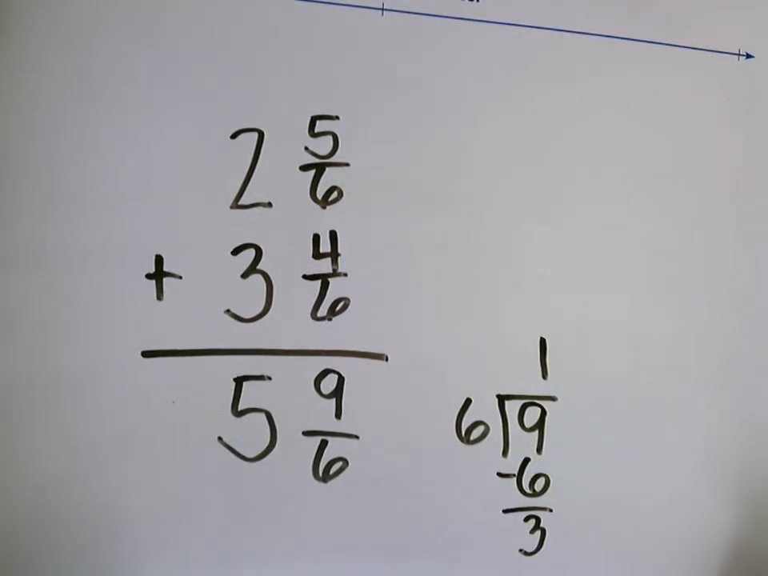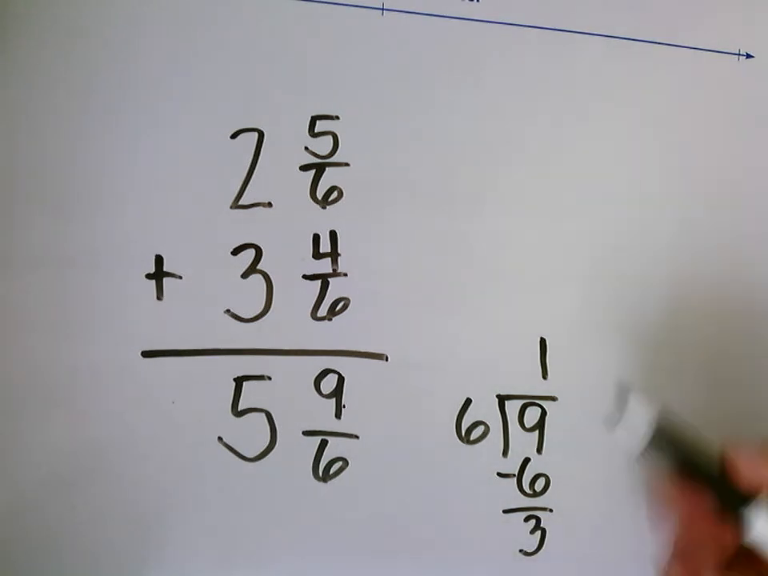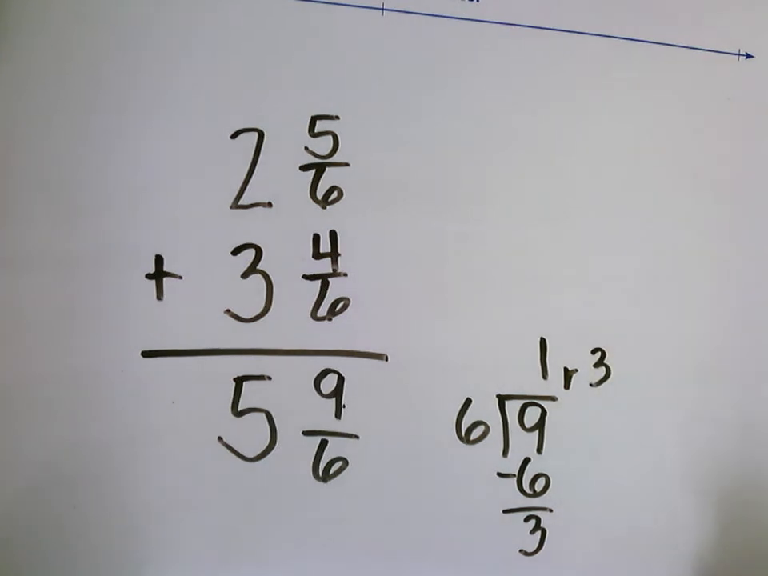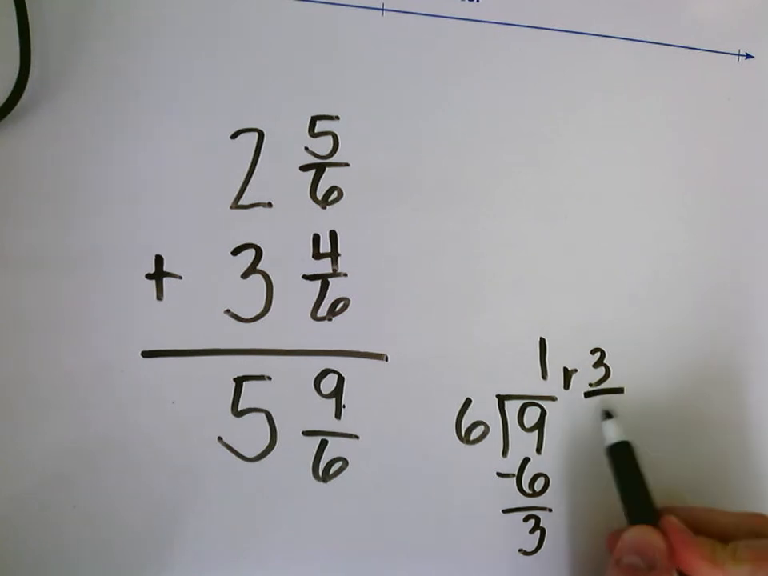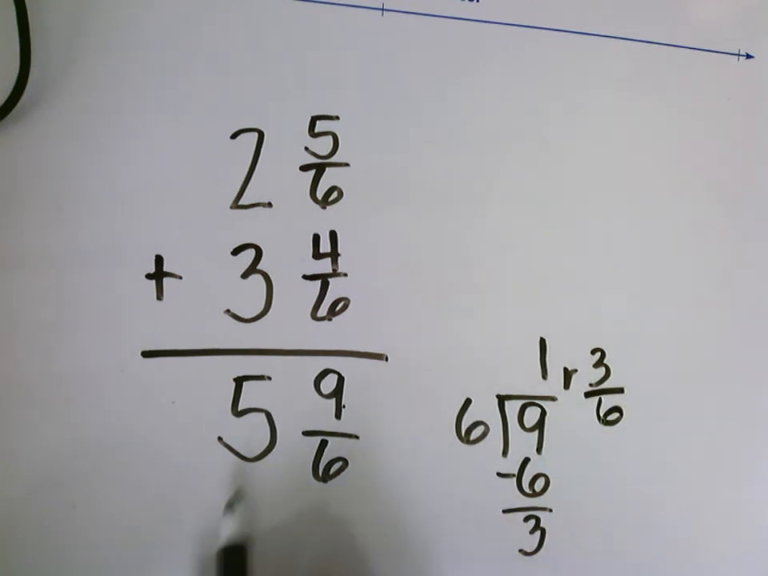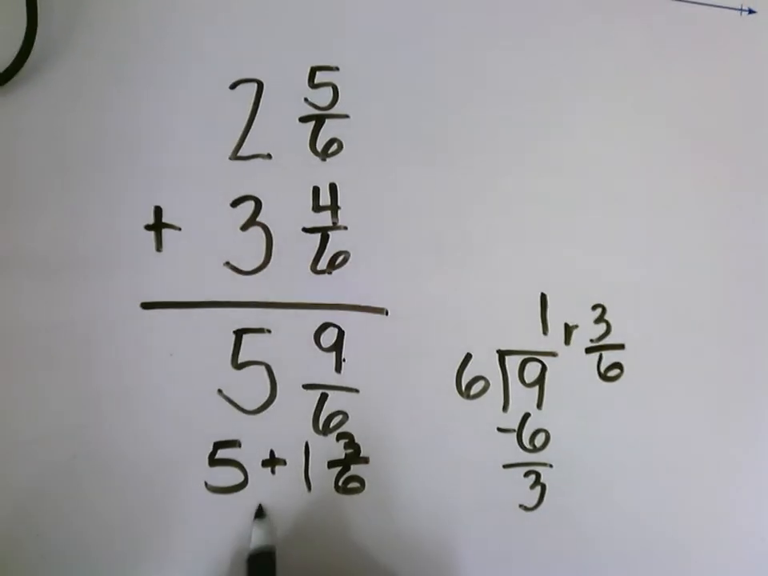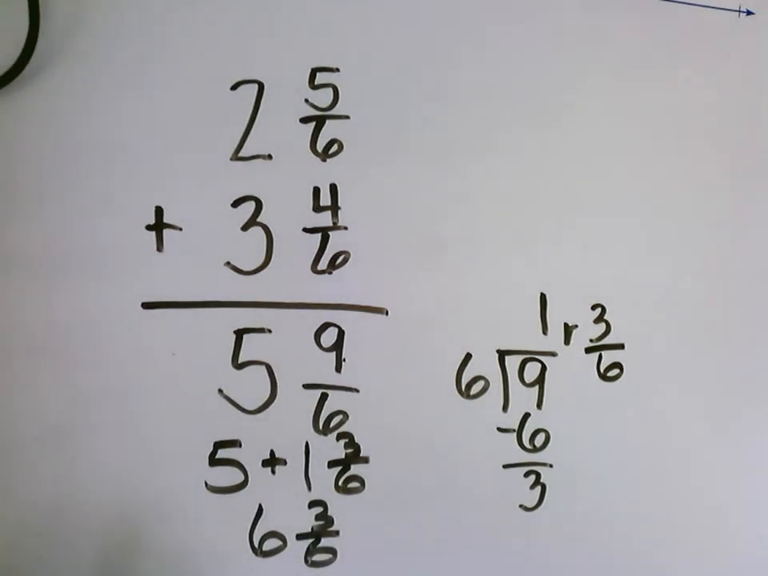You might be able to do that in your head at this point to think, wait, I can get one group of 6 from 9. I'm going to have 3 left over. That's fine. We're getting to the point now that we should be able to do more mental math, more math in our head. All right, so I'm left with 1 and 3/6. So I have 5 plus 1 and 3/6 is going to give me 6 and 3/6.